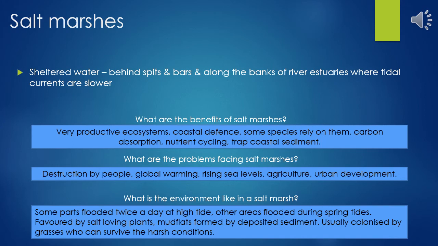And just a reminder, what's the environment like? Flooded twice a day in most bits. Most of the salt marsh will be flooded during spring tides. It's favoured by salt-loving plants, which are called halophytes, and they're formed by the deposition of sediment, and they're usually colonized. Remember, a colonizer species is the first species that moves in on an empty territory or an empty habitat, such as mudflats. And they can survive in harsh conditions. So that's basically a summary of salt marshes for you.